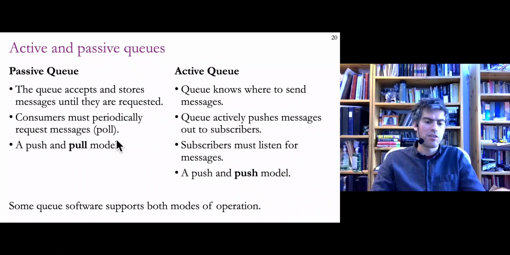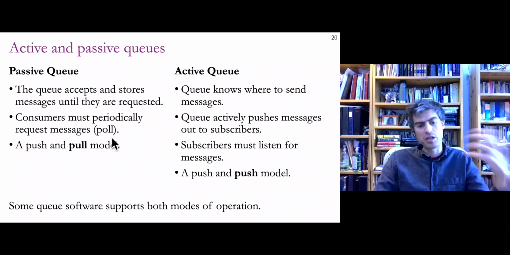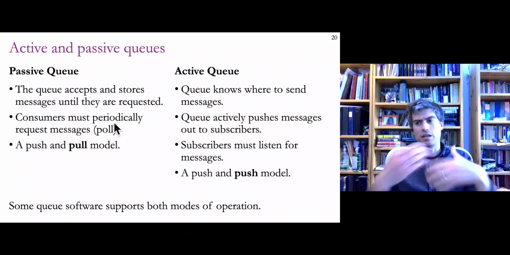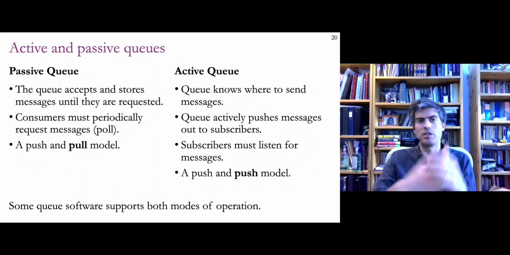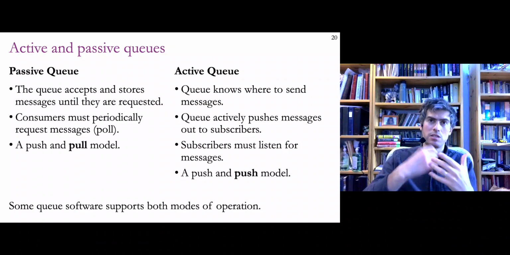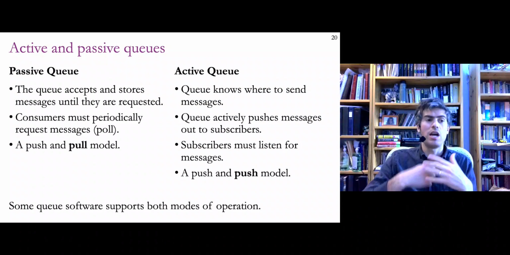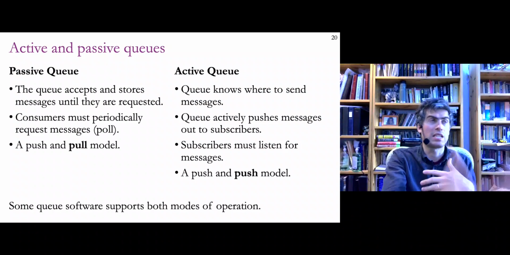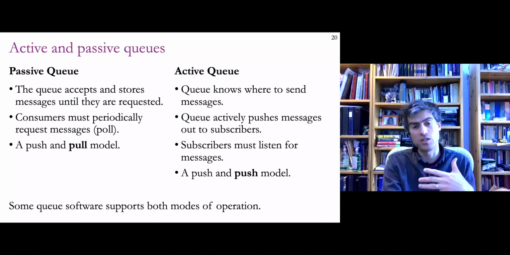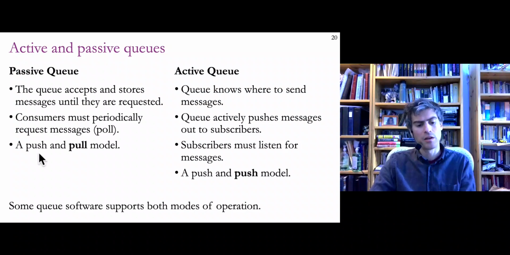But with a passive queue, the queue accepts and stores messages until they're requested, and the consumer has to actually request or ask for messages. It typically would do that periodically, or sequentially. Like the consumer might ask for a message, process the message, and once it's done, it asks for the next message, and then processes it, and then asks for the next message. And eventually, it might go back and ask for a message, and the queue would say there are no messages, and then it would try again later, right? So that periodic requesting of messages is called polling.